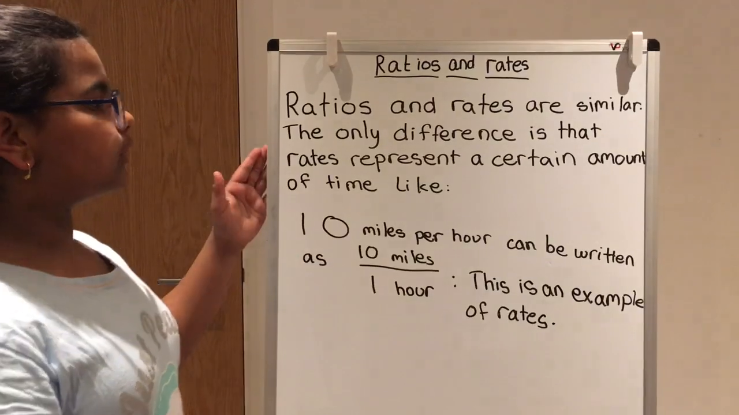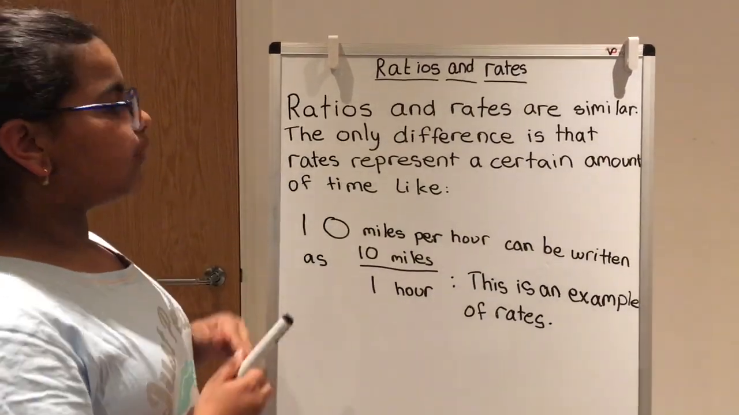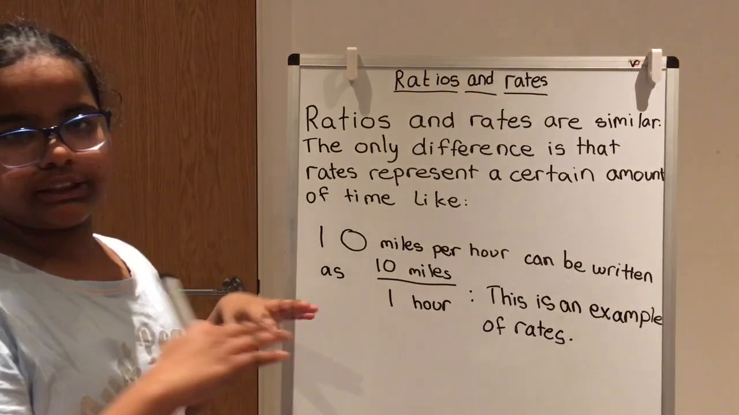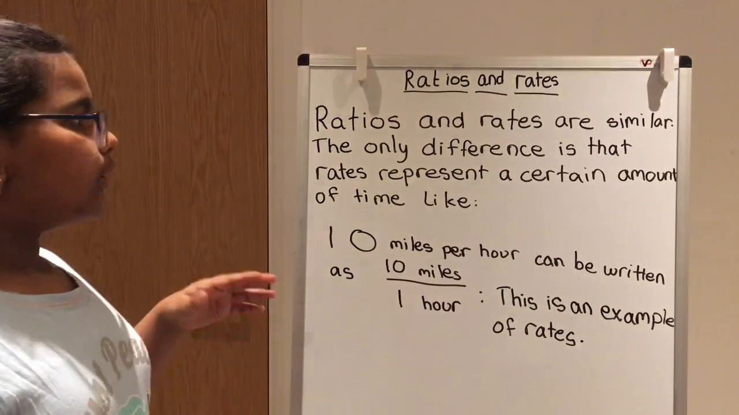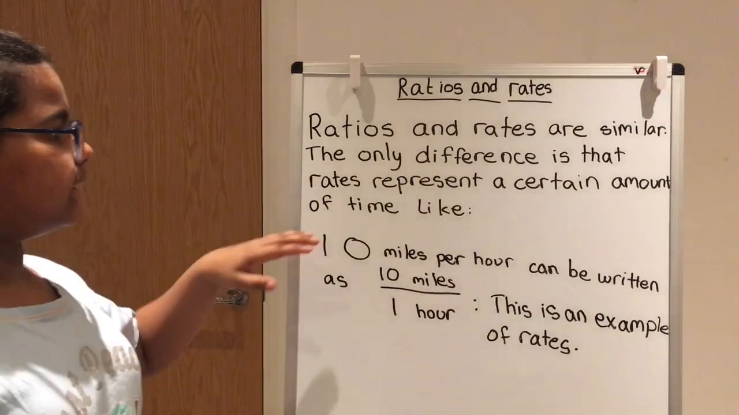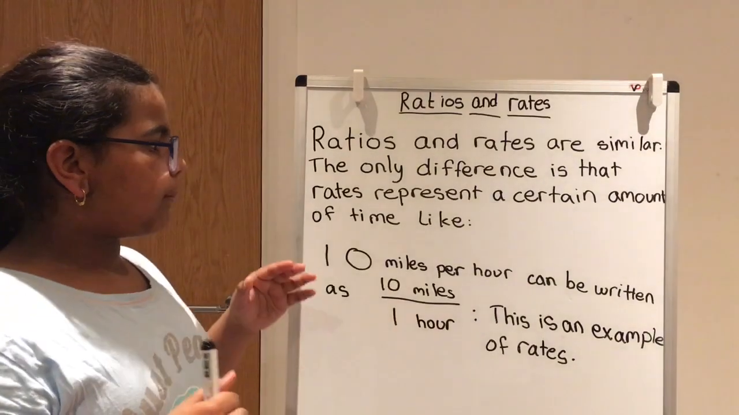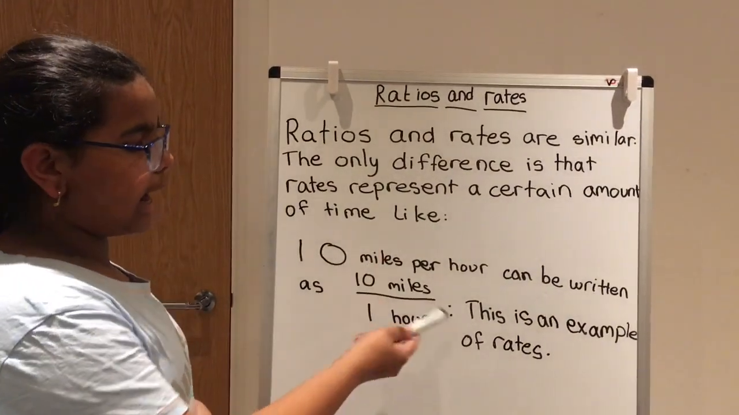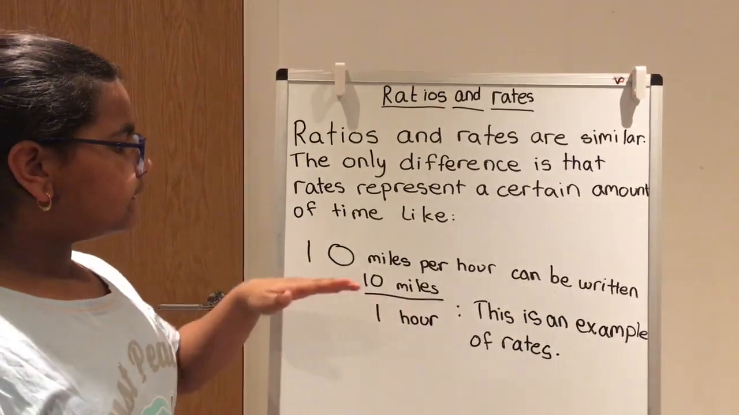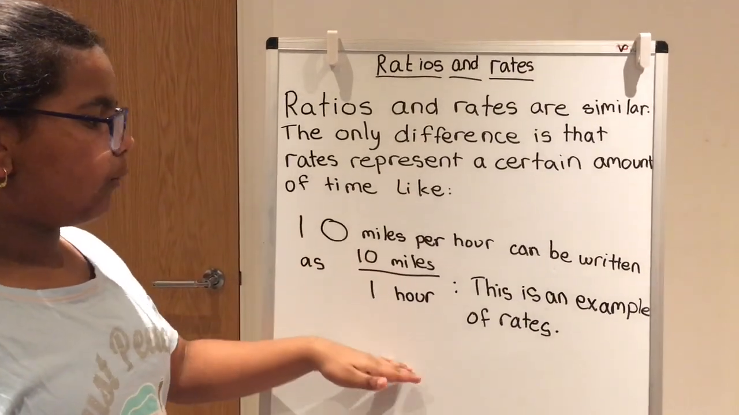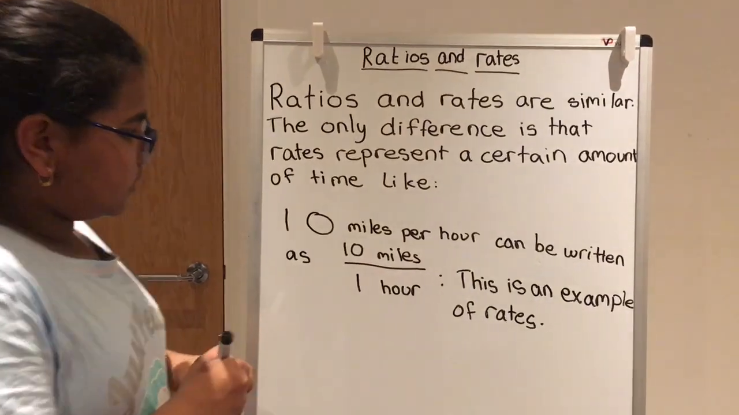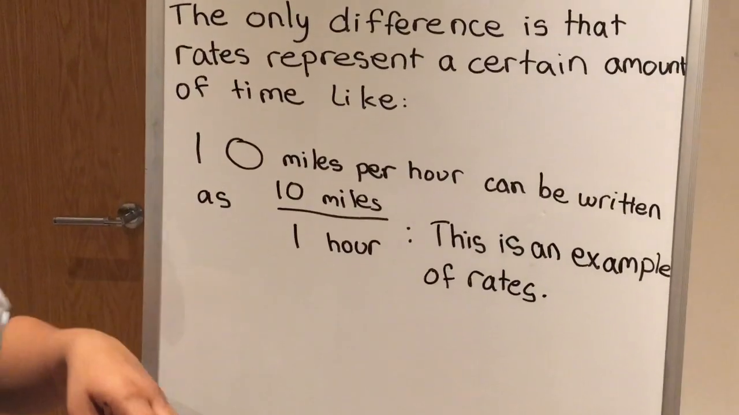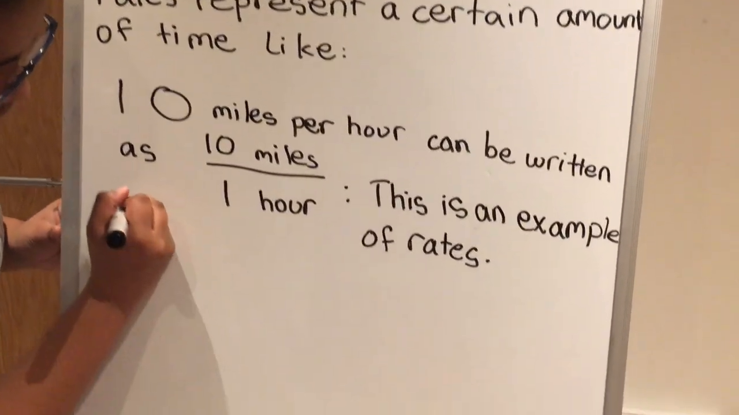Now let's move on to rates. Rates and ratios are similar but not the same. The only difference is that rates represent a certain amount of time. For example, 10 miles per hour can be written as 10 miles over 1 hour. So let's see some more examples.